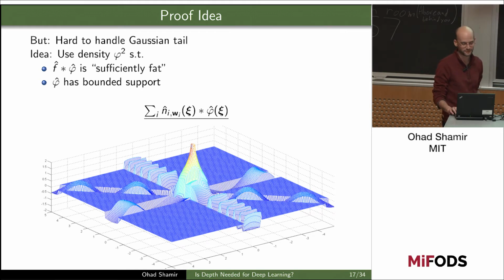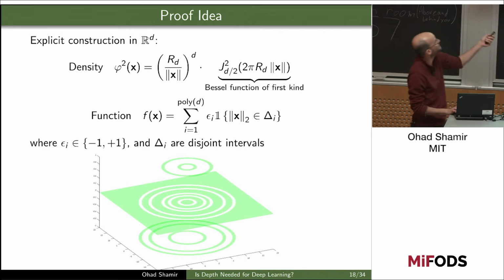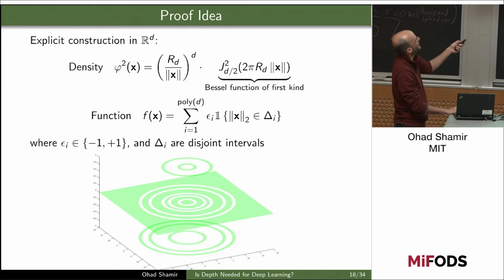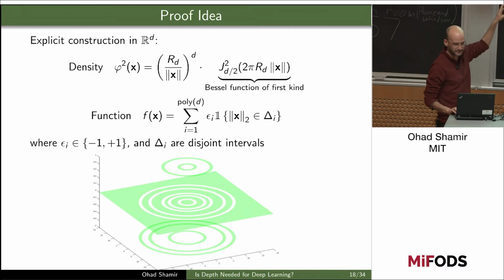I mean, it might also be interesting because the distribution we need to use is pretty synthetic. So this is actually the density. It's some kind of function using Bessel functions of the first kind. And the function itself we use has this kind of structure. So it's basically a superposition of indicators of rings of various intervals. We basically need this structure to ensure that the Fourier transform, the function will be sufficiently fat, as I said earlier. Anyway, there are all kinds of technical details, but this is the general idea.